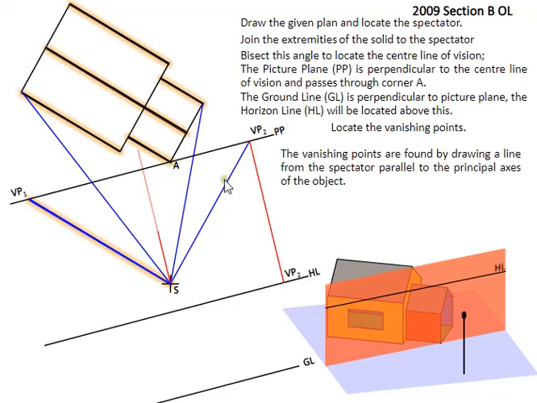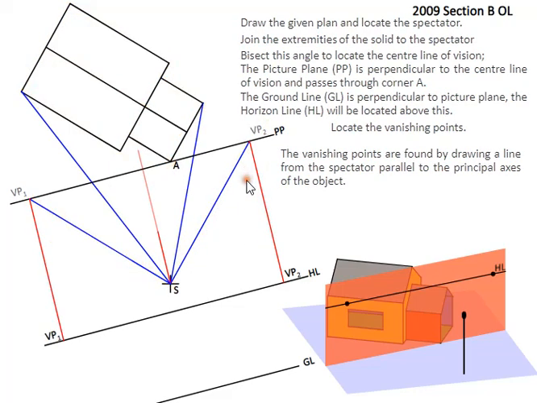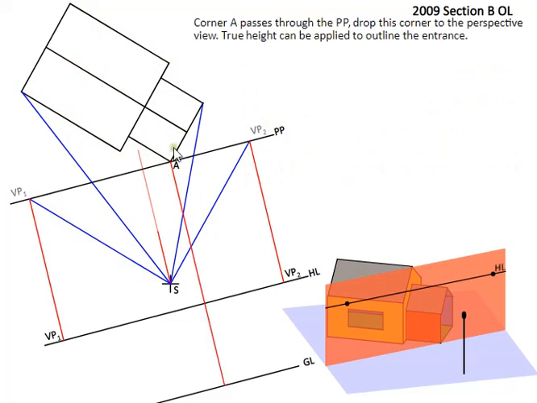What we're setting up first of all is the vanishing points. So vanishing points again are parallel to the edge. Corner A is brought down here. That's going to be a true height, so we can mark our true height on that line.